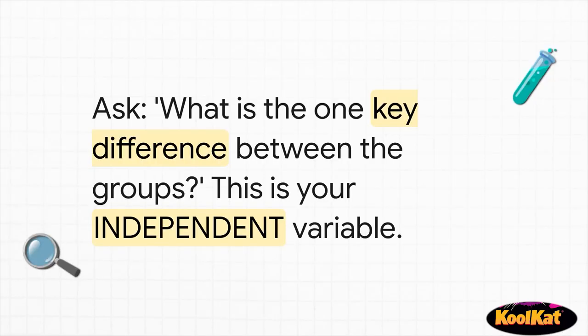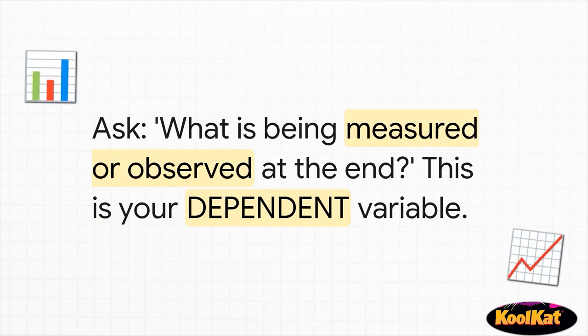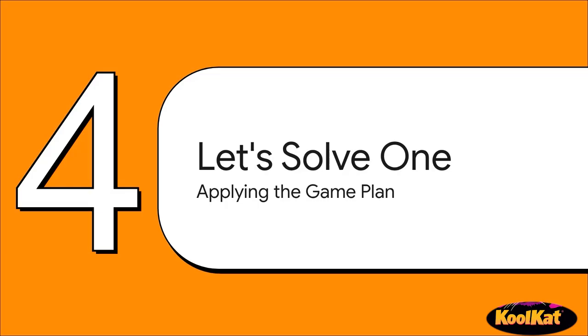First step, find the difference. Just look at the setup and ask yourself, what is the one thing they're doing differently between the groups? That one thing that's being changed on purpose? Bam, that's your independent variable, every time. And step two, find the result. Ask yourself, okay, what are they measuring at the end? What are they counting or observing? Whatever that final data is, that's your dependent variable. Simple as that.